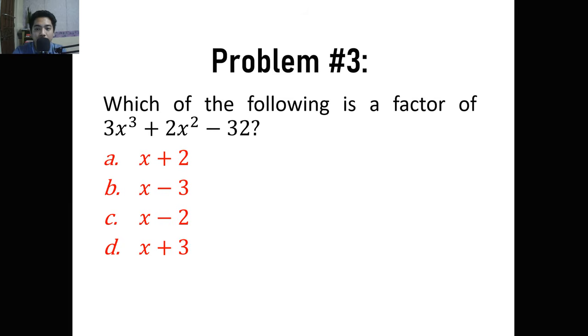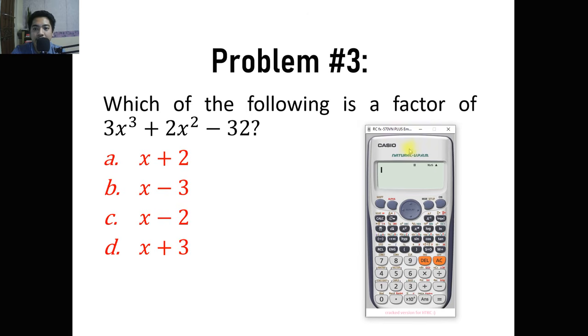Let's go now to problem number 3. Which of the following is a factor of 3x cubed plus 2x squared minus 32? You know, one of my greatest weaknesses when I was in college was to factor. I'm not really good with algebra. I'm not really good with factoring.